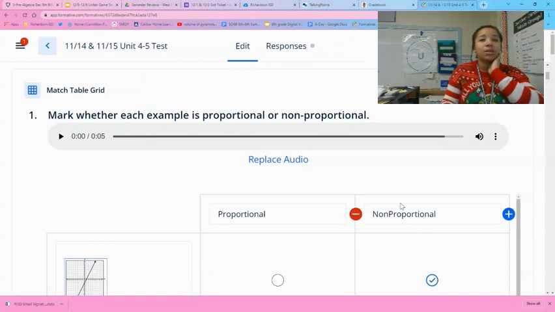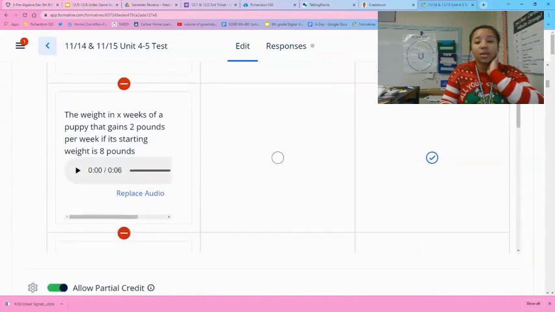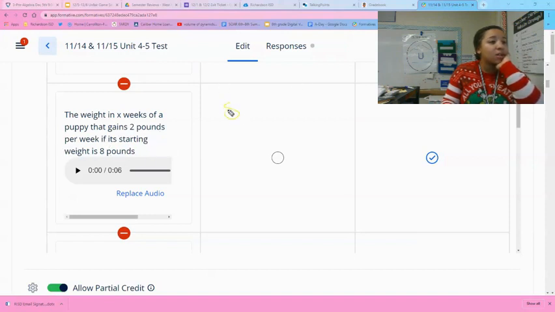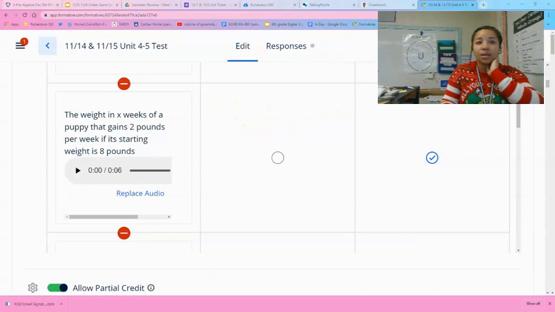Okay, this next one, if I write this one out, it says the weight in X weeks of a puppy that gains 2 pounds per week. If the starting weight is 8 pounds, so he's starting at 8 pounds and then he's adding 2 pounds a week. So that's what this equation is going to look like. And because it has this y-intercept here, it's going to be non-proportional. So if it has a y-intercept, it will be a non-proportional situation. Okay, next.